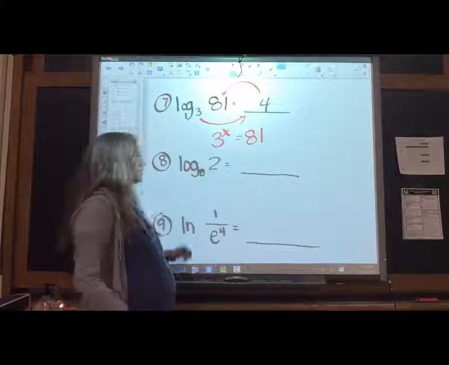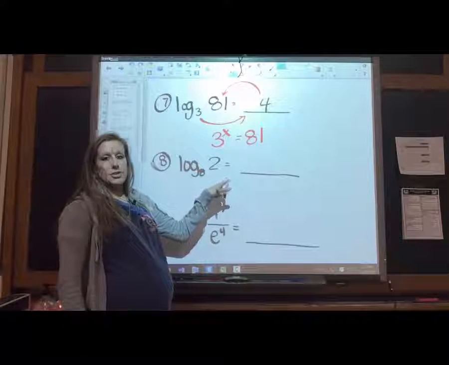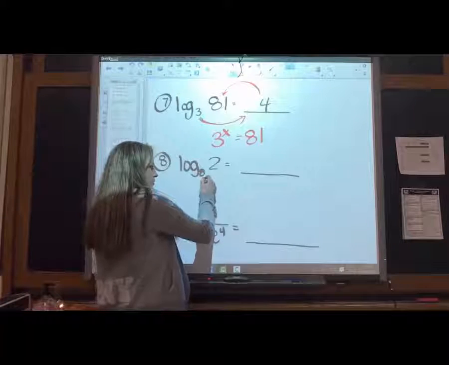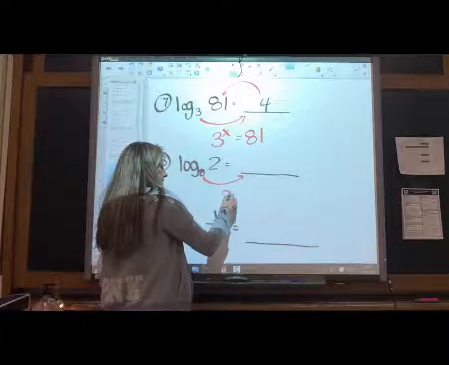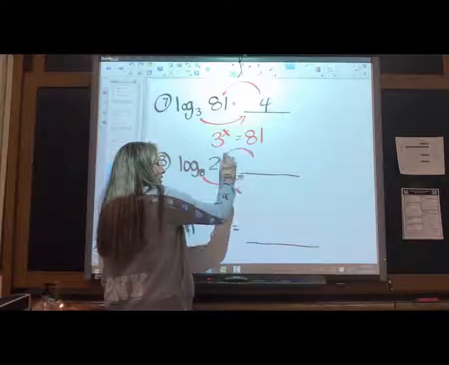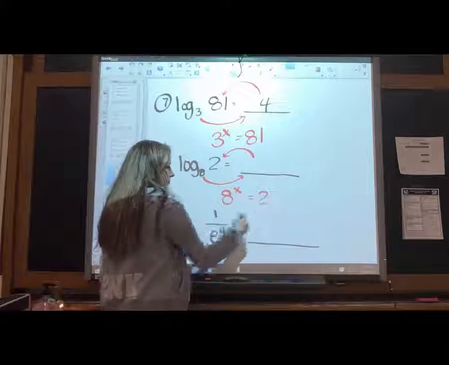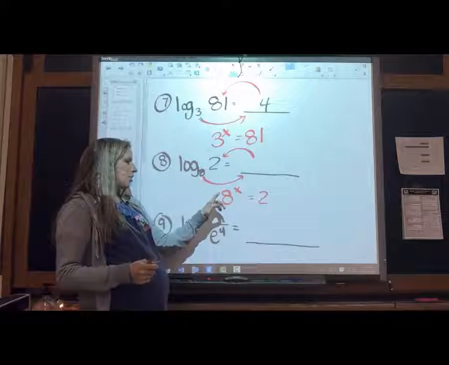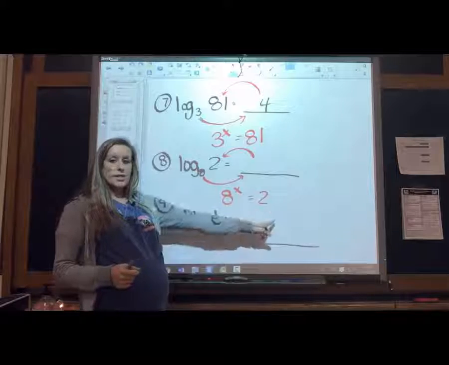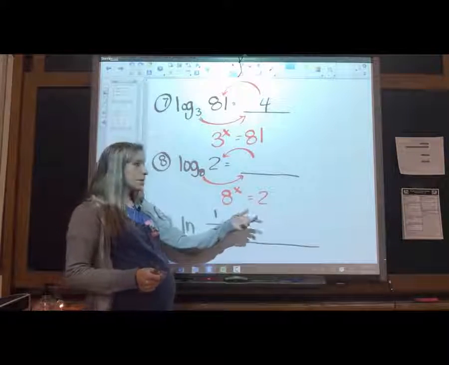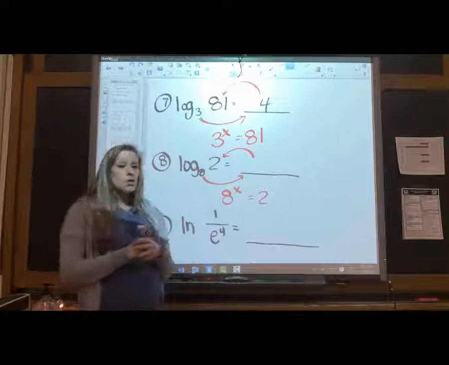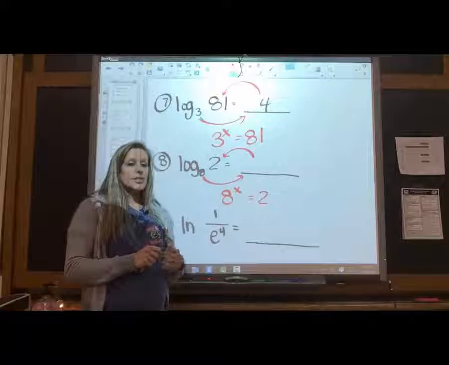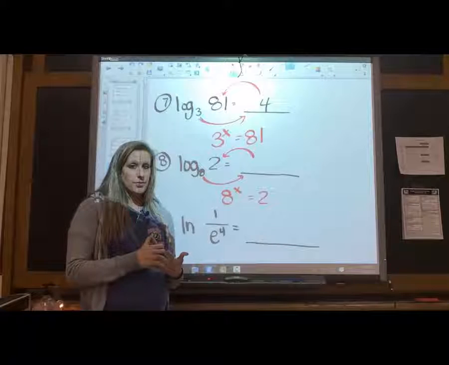Alright, number 8, I have log base 8 of 2 equals blank. So I'm going to change to exponential form. 8 to the x power gives me 2. Okay, so do you notice how your base is bigger than your answer? 8's bigger than 2. The only way to get an answer that's smaller than your base is if you have a rational exponent.